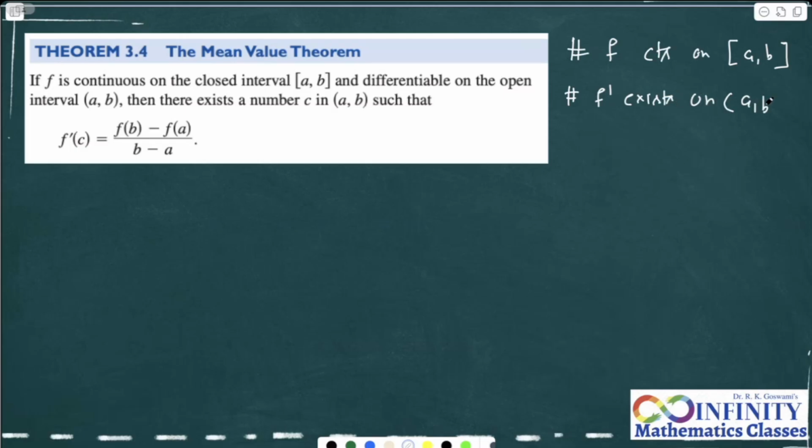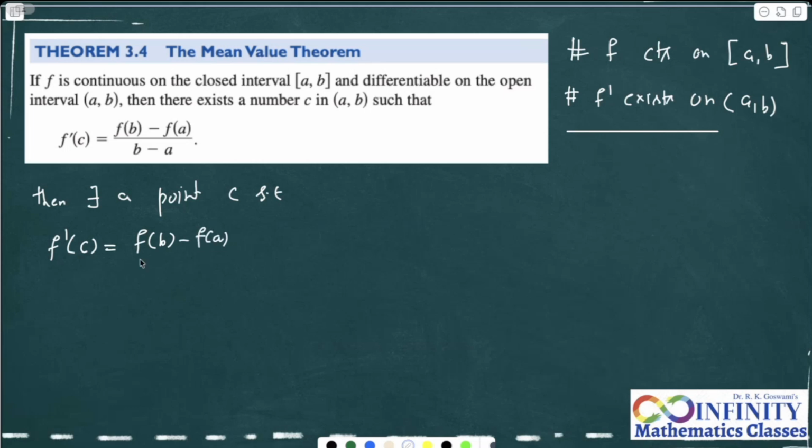This is also the same statement without any issue. These two things are required. Then the theorem says that there exists a point c such that the derivative at c is equal to f(b) minus f(a) over b minus a.